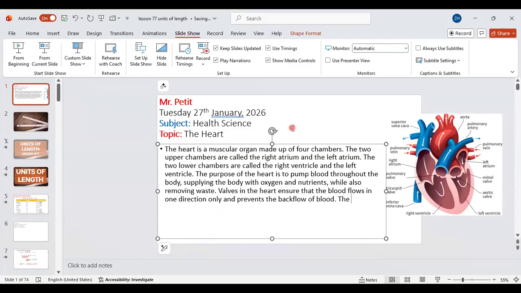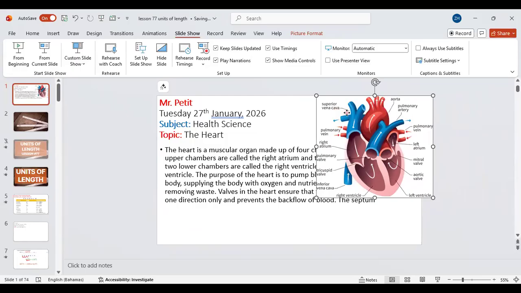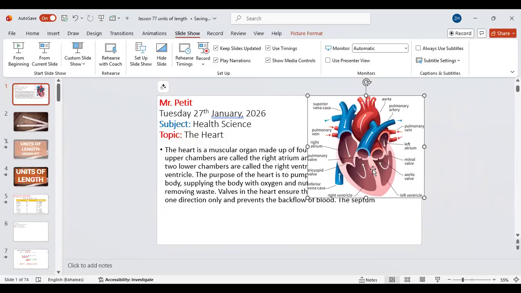Then we have the septum. Anyone know what the job of the septum is? I think it's a thin muscular wall that divides the heart into two chambers. Yes, it separates the deoxygenated and oxygenated blood. Very good. You see this thick wall that we have here? This is really the septum. They have a fancy name for it, but we're just going to call it the septum.